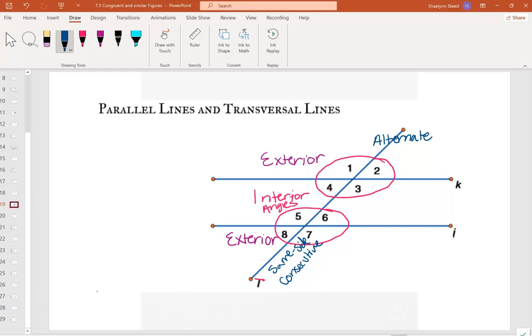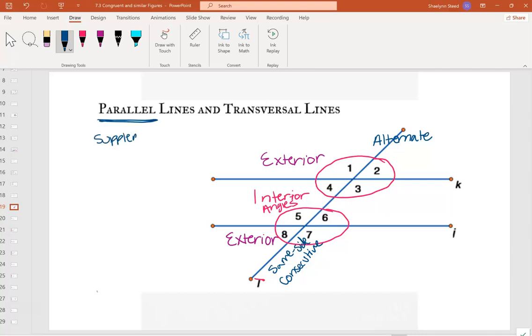So with that in mind, also one last thing, if they are parallel, your only 2 options for angles are going to be supplementary, meaning they are going to add to 180 degrees, or they are congruent, meaning they are equal. Okay?